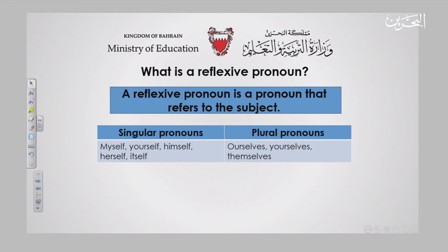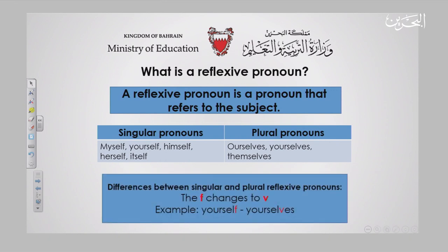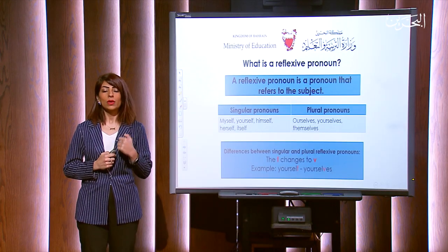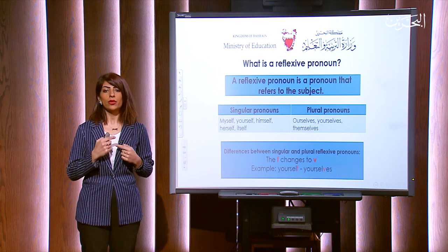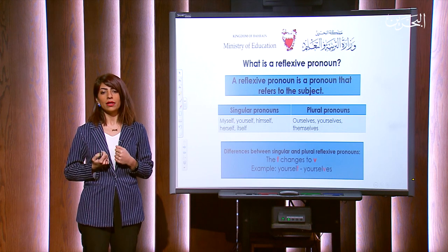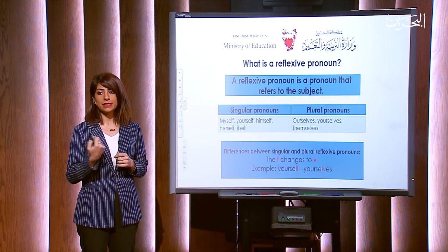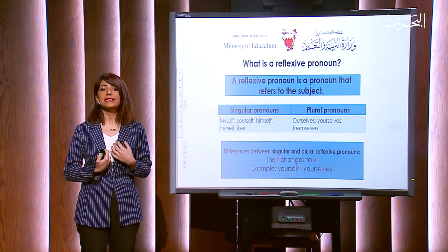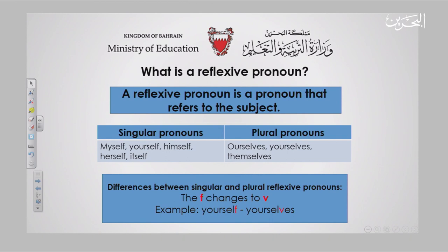Let's move to the plural pronouns. They are ourselves. Pay attention, since it's plural, it determines a group of people. Yourselves and themselves. Can you notice any differences here? Let's see. The difference between singular and plural reflexive pronouns is only one simple thing, which is the F letter. When it's singular, it ends in F, but when it's plural, it's pronounced V. Let me show you this example. Instead of saying yourself in singular, it is yourselves in plural form.